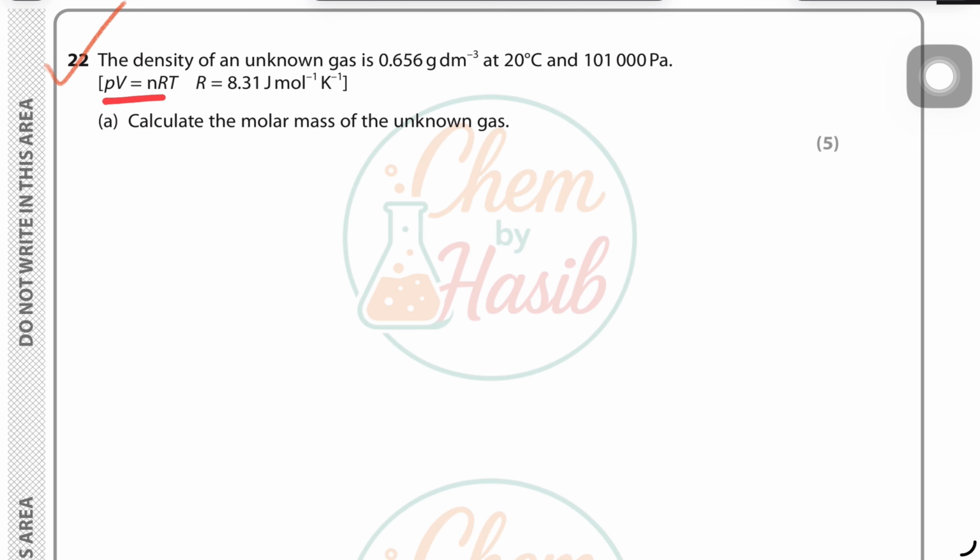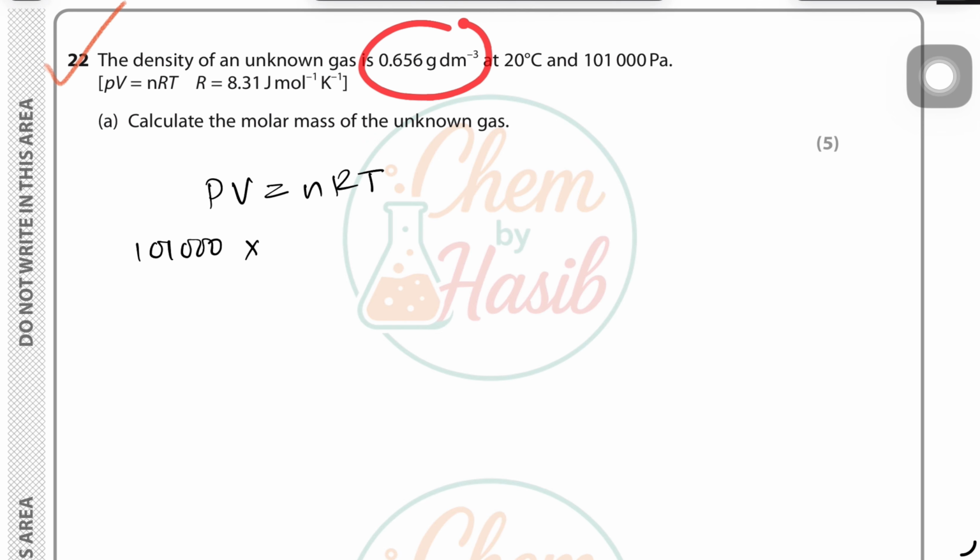So using this formula, you'll be able to find the number of moles of the gas. If you can find the number of moles, you can easily find the molar mass of the unknown gas. So we use the formula PV equals nRT, right? The pressure that is given here is 101,000 pascals multiplied by the volume. Now you are not given the volume. The volume is not here, right?